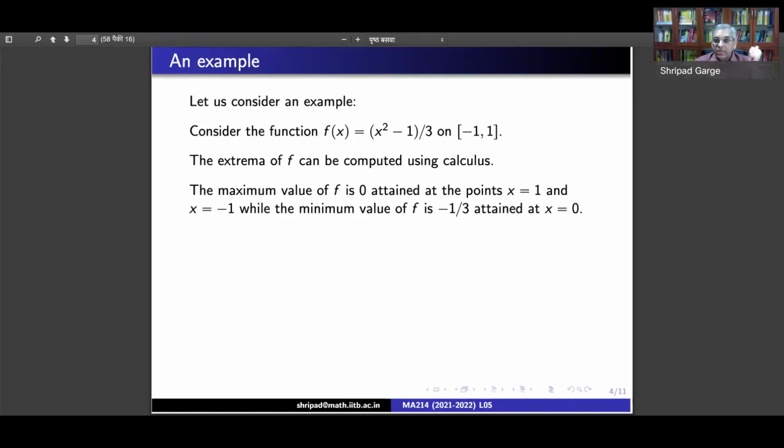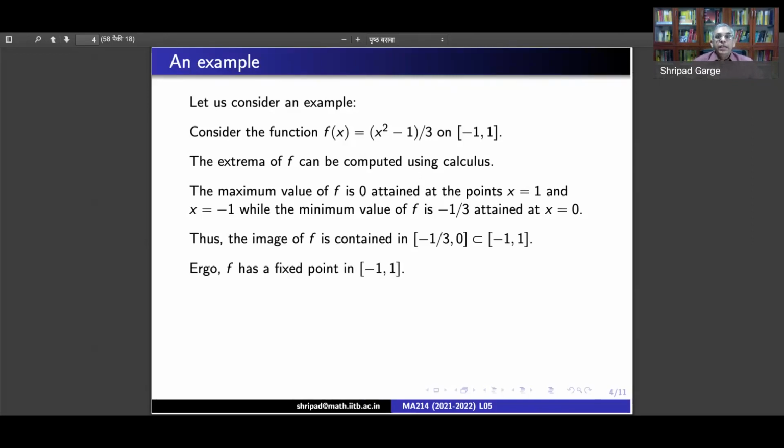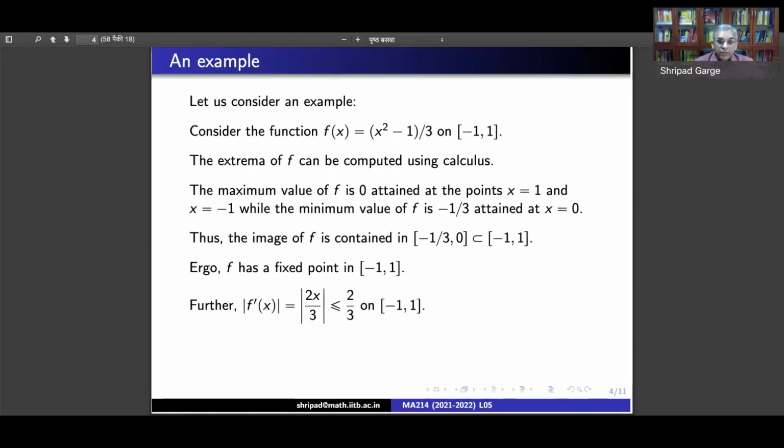And therefore, the highest value is 0, the lowest value is minus 1/3, and all the other values are between these. And therefore, the image is now contained inside minus 1 comma 1. So this function takes the interval minus 1 comma 1 to itself. Actually, it takes it to a much smaller interval, but it certainly can be thought of as a function from minus 1 comma 1 to minus 1 comma 1. Okay, and therefore the fixed point theorem will tell you that this function should have a fixed point in minus 1 comma 1. You can also solve for the fixed point.